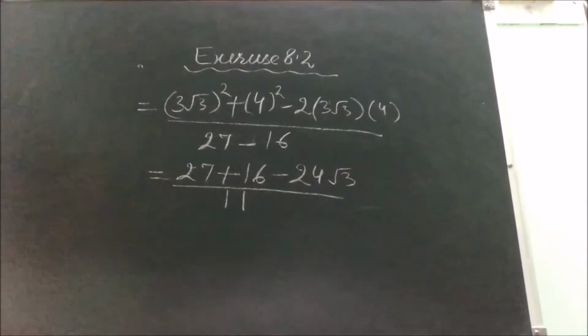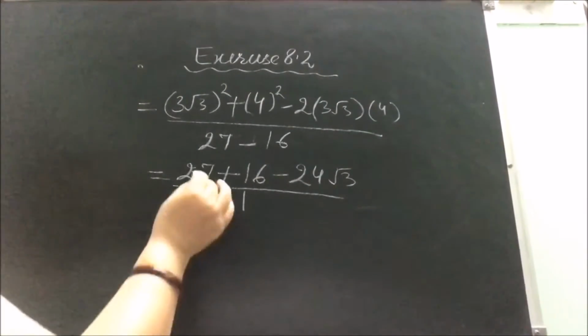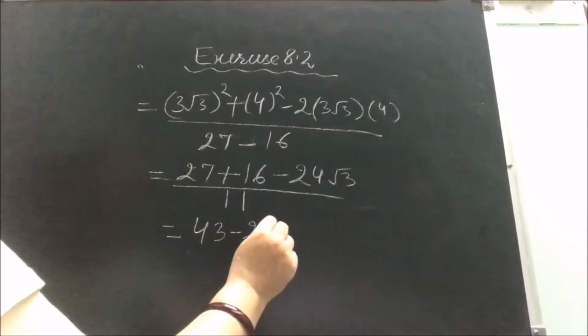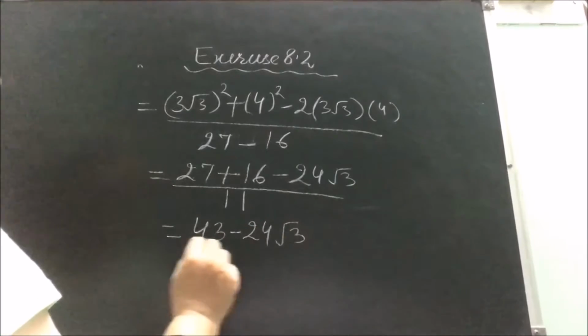Now see, collect the like terms, add them. We have 43 minus 24 root 3 divided by 11.